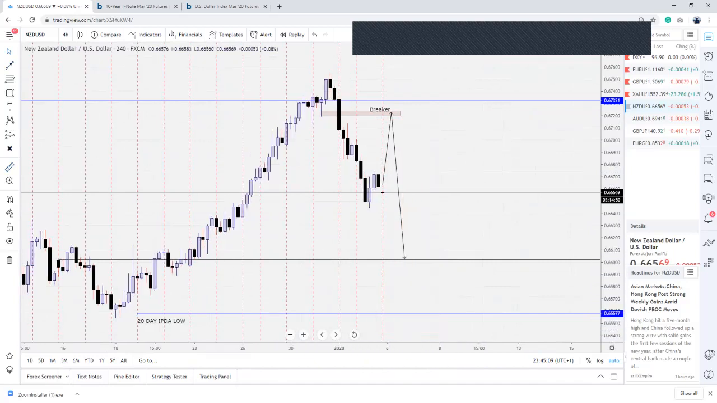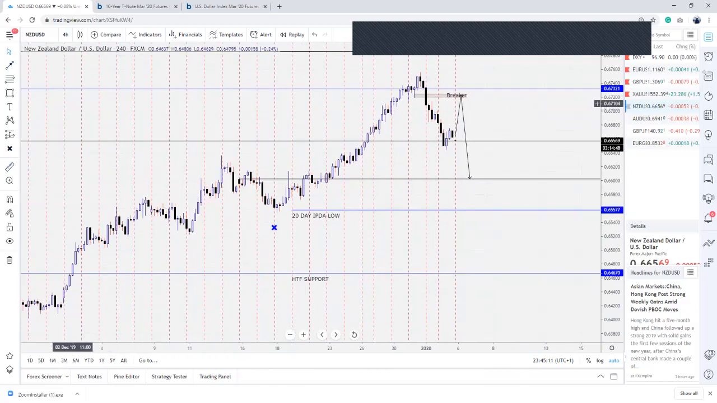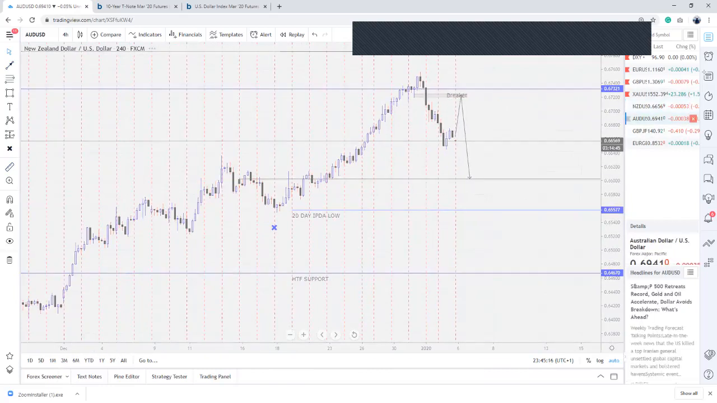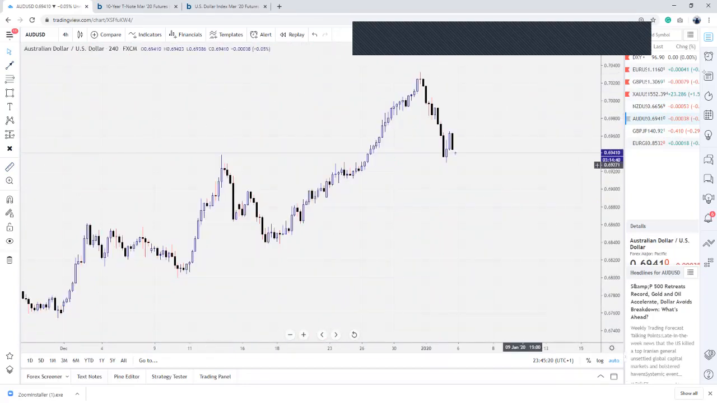There's lots of opportunities on NU, GU, EU, gold, AUD, it's the same thing. If we're looking at bullish DXY, then we're looking for bearishness on these forex pairs.